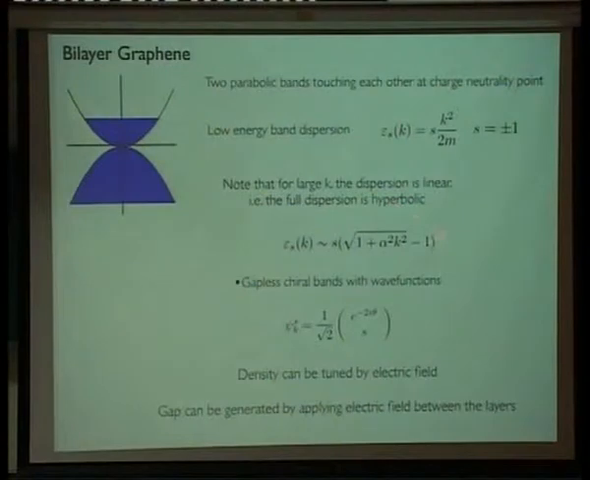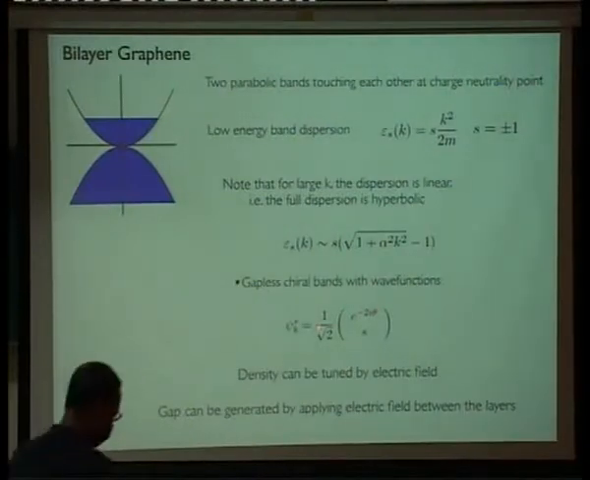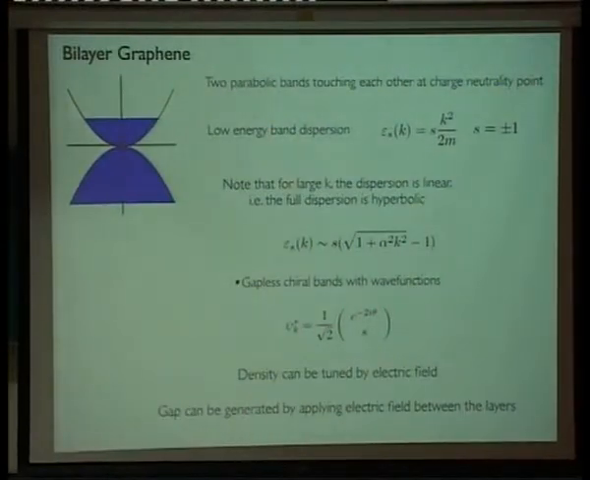Now forget about the hyperbolic dispersion. If you go to large enough momenta, the dispersion changes a little bit. This also has chiral bands, but look here, the angle is e to the power 2iθ, which means if I wind around, the winding is twice.